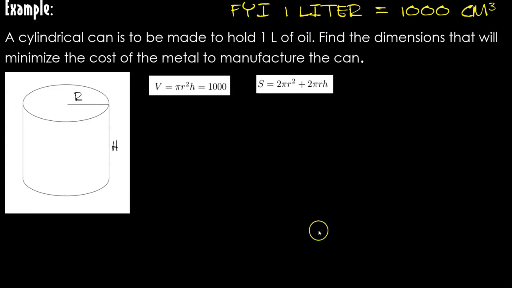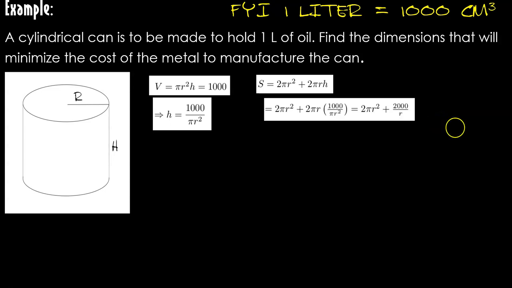So I need to get rid of one of these variables. The h looks like it's the easiest thing that I want to deal with. So I'm going to solve for h. H equals 1,000 over pi r squared. I'll plug that into the surface area equation and simplify it. Now I take the derivative with respect to the radius. Get 4 pi r minus 2,000 over r squared equals 0.